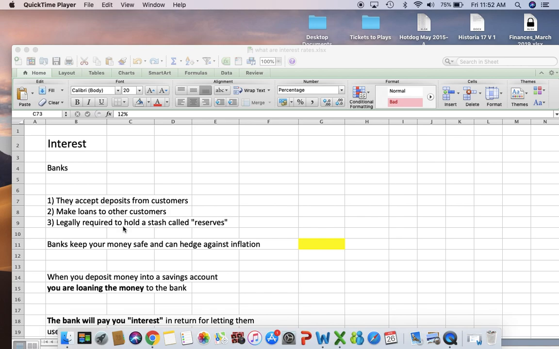Let's start with banks. Banks accept deposits from customers. But then they turn around and take that money and loan it to other customers, for example, a mortgage. A bank will make a profit that way. They are also legally required to hold a stash called reserves. So anytime you want to get your money out, it might be in a mortgage with somebody, but you can always get it out because they keep a certain amount of reserves.